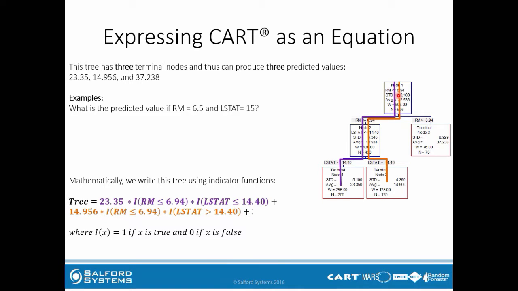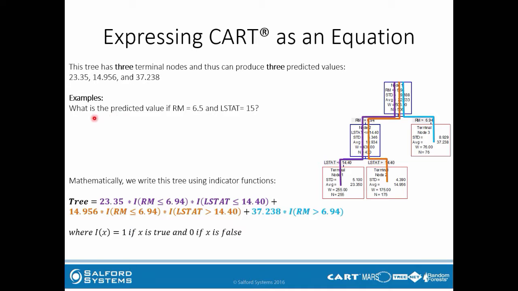And finally, we'll go to terminal node 3, which is just the path from the root node here. And this is actually only defined by one condition, so this will be the predicted value in the node, which is 37.238, multiplied by the appropriate indicator, which in this case is just Rm greater than 6.94.